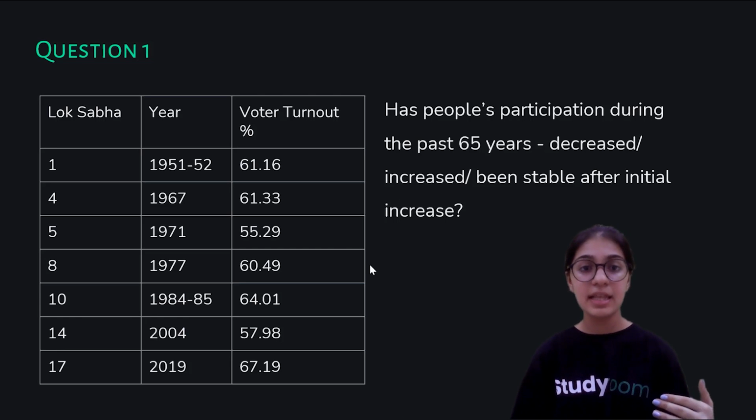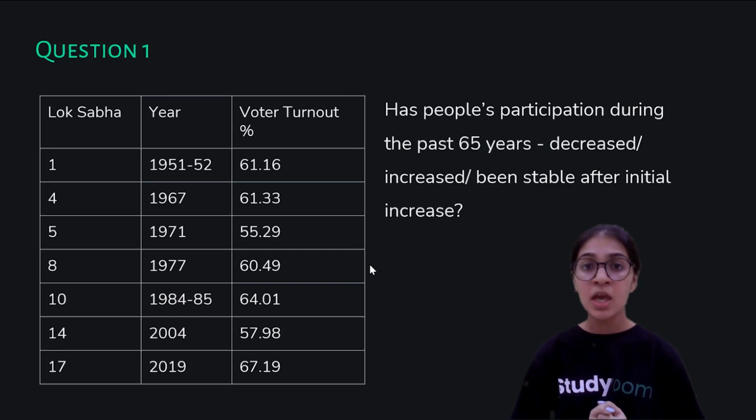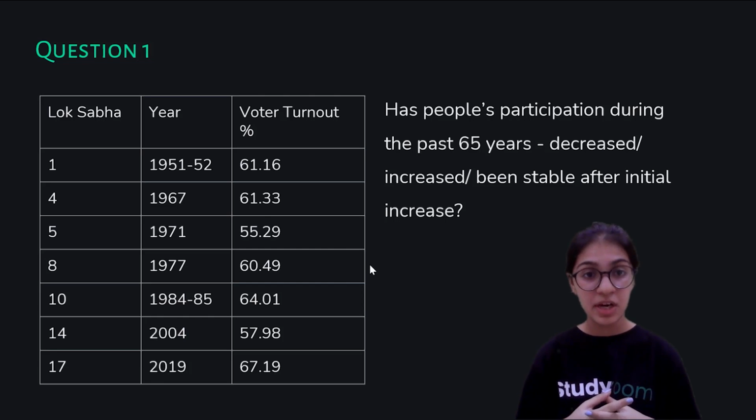So we can say that earlier it was 61, then it decreased to 55, then it again increased, then it again decreased. So it is not stable, it keeps on increasing and decreasing. What we have analyzed is that in 1955 it was 61, then it dropped down, then it again increased. So it is not stable. The participation of the people to vote for their respective candidates keeps on increasing and decreasing.